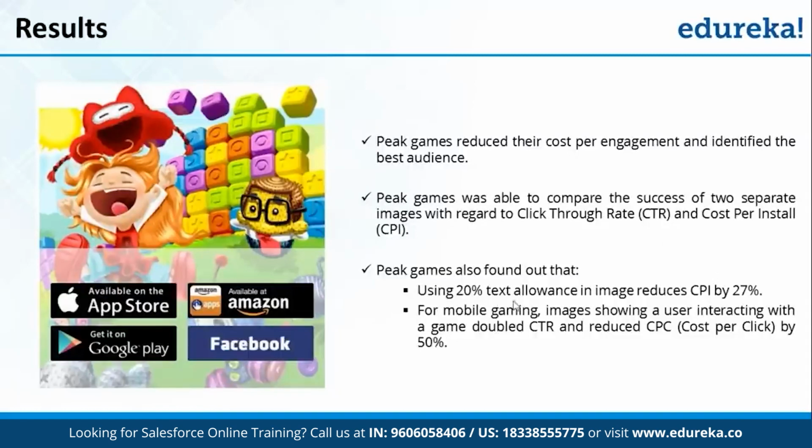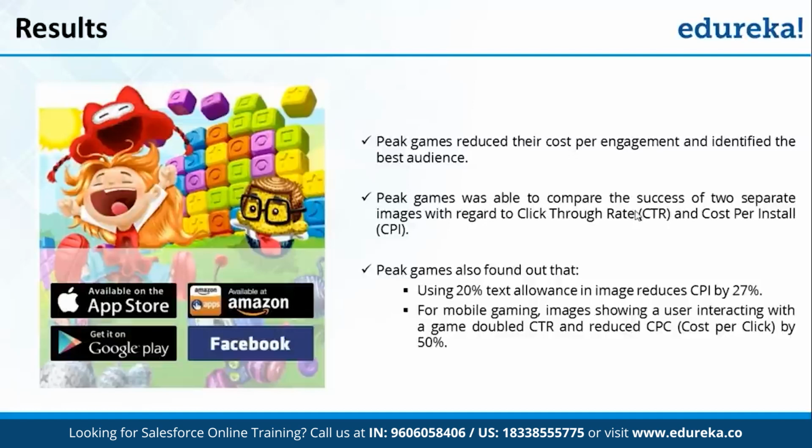So if you have around 20% text in an image, it reduces the cost that you are going to incur per install by 27%. And for mobile gaming, images showing a user interacting with a game doubled the CTR, which is click-through rate, and reduced the CPC, which is cost per click, by 50%.